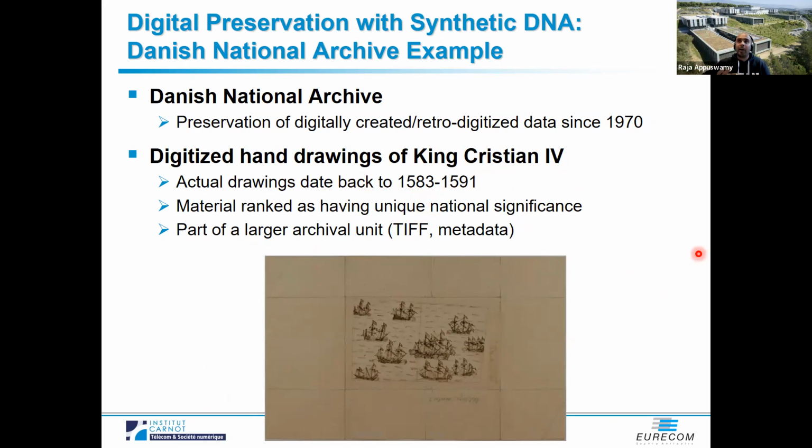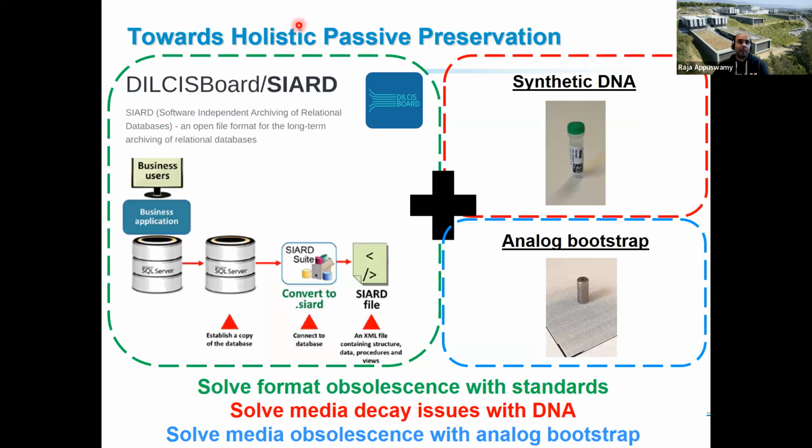So this image is a part of a larger collection with databases containing data about the image. There's a bunch of HTML files. There are these images, all of this. So we are going to take all of this, okay? We are taking the database that's actually stored in a standard format called CR, which is a format developed by the digital preservation community. We are going to store all of this on synthetic DNA, and we are going to come up with an analog bootstrap. And this way we are solving format obsolescence with standards. So by using CR and by using the bootstrap, we are solving media decay with synthetic DNA and media obsolescence using the bootstrap. So that's basically a quick summary of what we are doing.